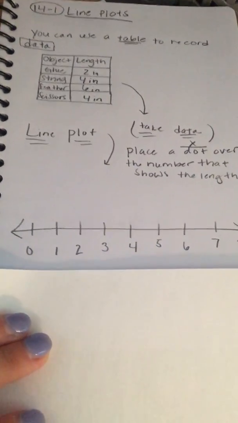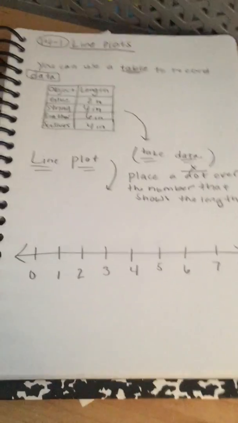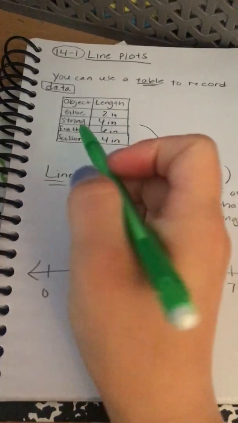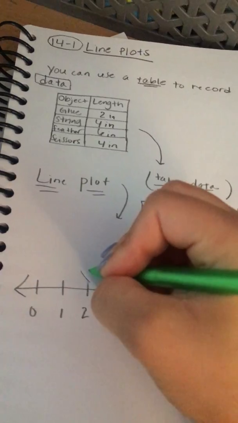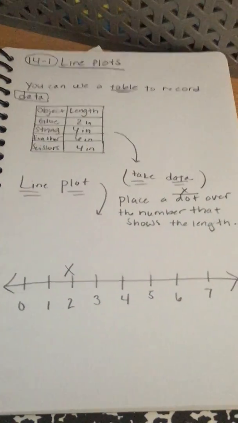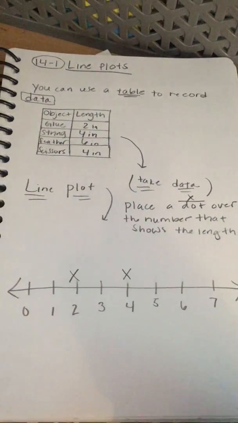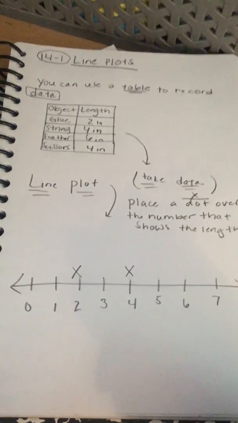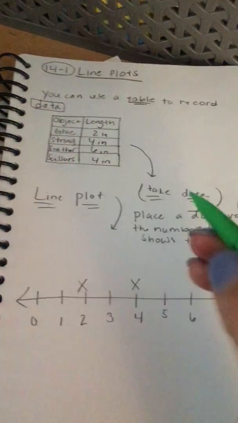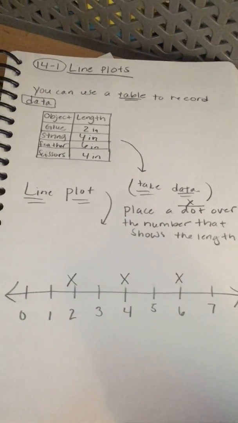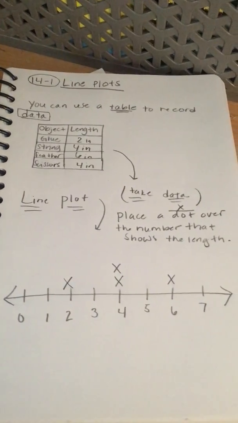So here's our line plot. It looks like a number line, and they will most likely give you a number line, but you can also make one on your own. In order to represent the glue, which is 2 inches, we take our pencil and put an X or dot, but I like to do an X, over the 2. The string is 4 inches, so we put an X over the 4. See how I'm not labeling what is 4 inches? It's just an X, it's just meant to show you how many have 2, how many have 4. The feather is 6 inches, so you put an X over the 6. And the scissors are also 4 inches, so you put an X over the 4.